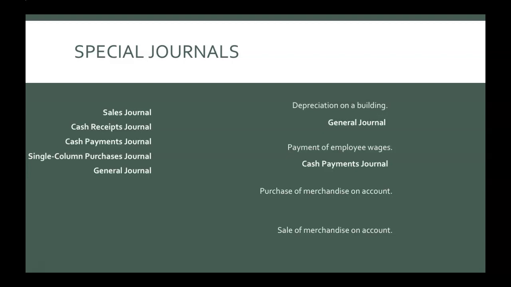Now, purchase of merchandise on account. If you recall back to that initial slide that we looked at, that is the definition of what goes into a single column purchases journal, because you purchased merchandise and it was on account.